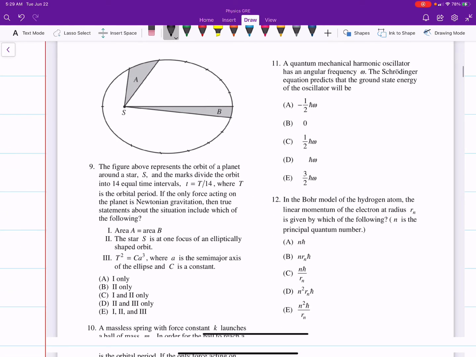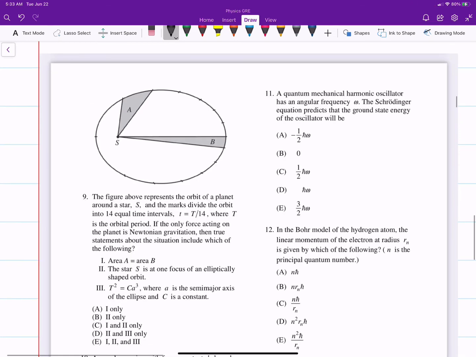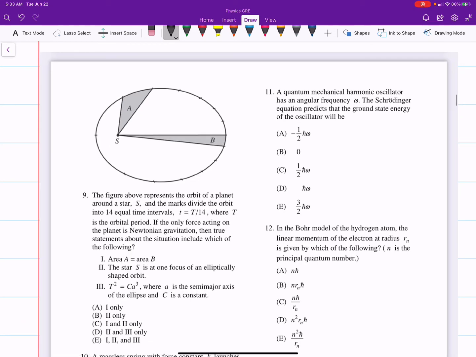So for 9, it says the figure above represents the orbit of a planet around a star S, and the marks divide the orbit into 14 equal time intervals. So little t is equal to T over 14, where big T is the orbital period. The only force acting is the Newtonian gravitation. Then the true statements include which of the following? Area A equals area B. The star S is at one focus of the elliptical shaped orbit. So number 9 is this figure here.